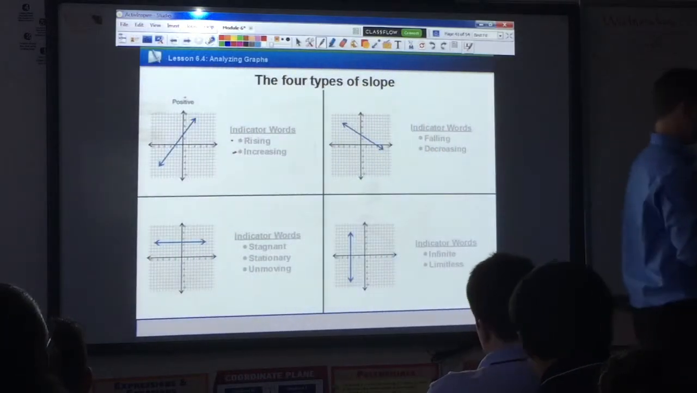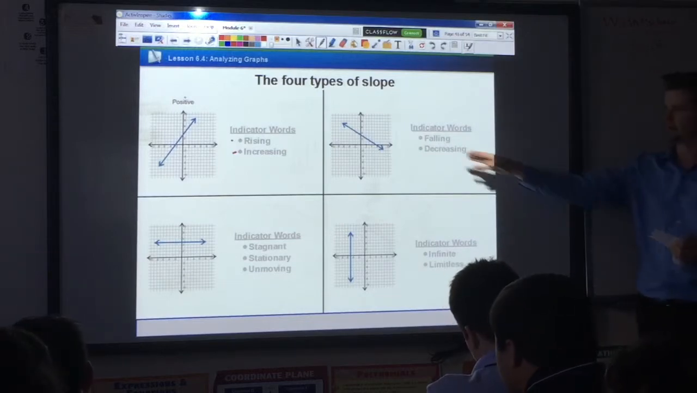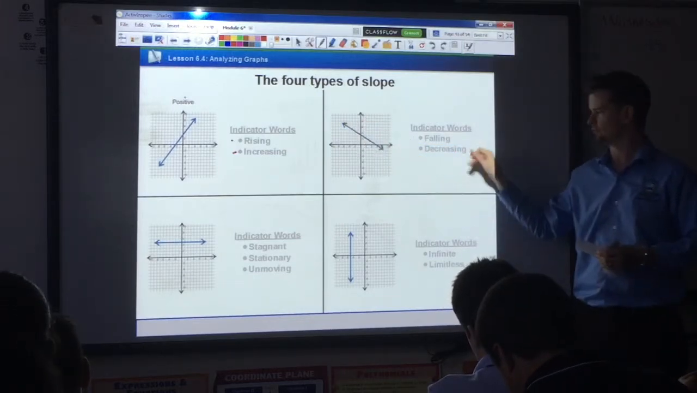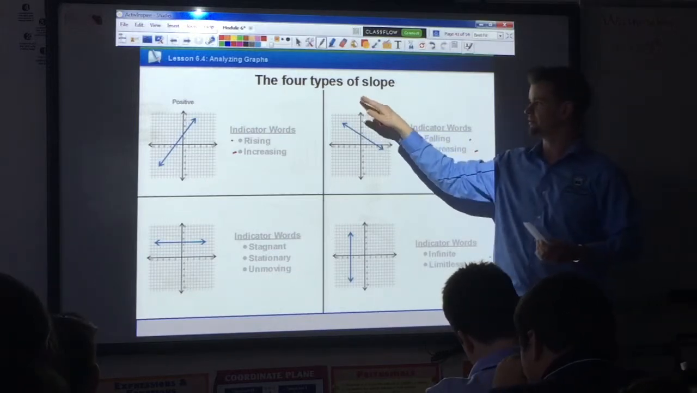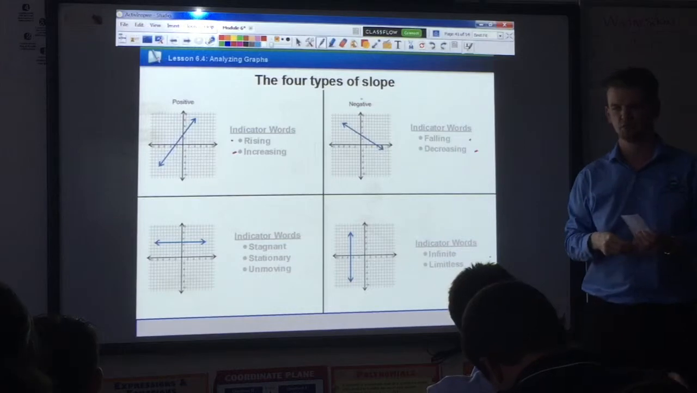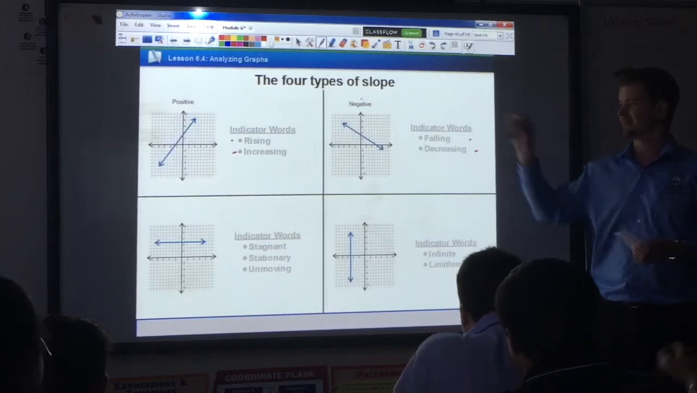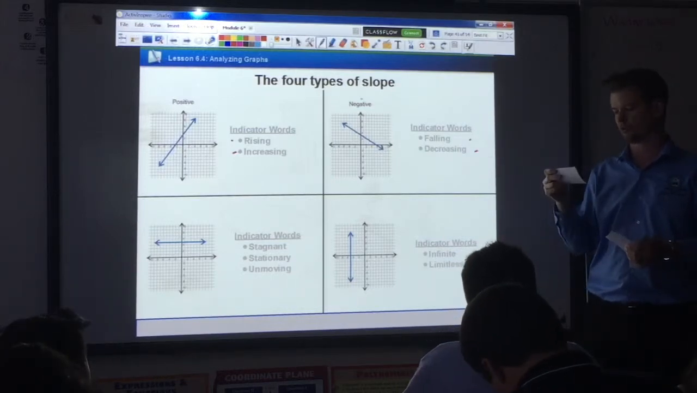What about Maldonado? Right here, as I go from left to right, it's going down. Words like falling, decreasing. What type of slope is that? Negative. Negative slope. It's going down. Simple stuff, but you must remember these slopes for what we're going to do next.